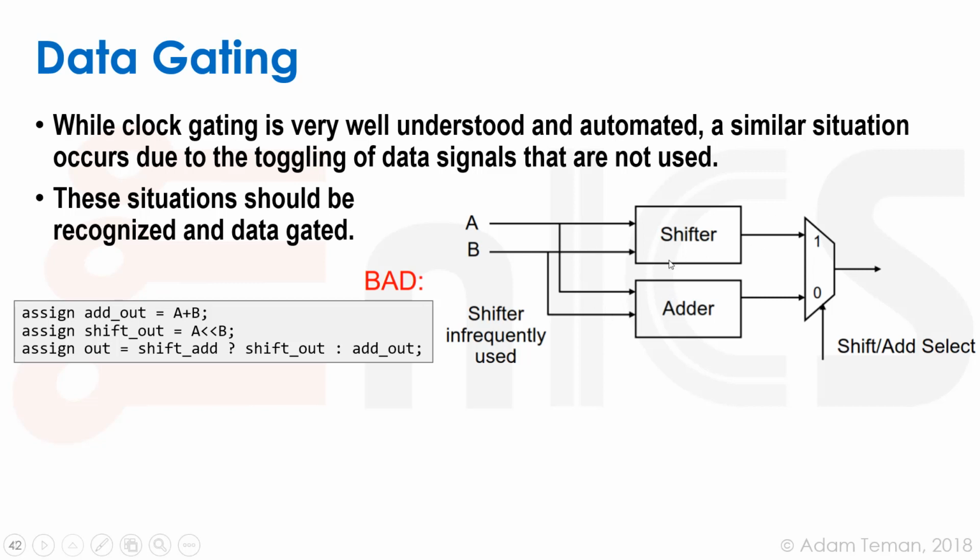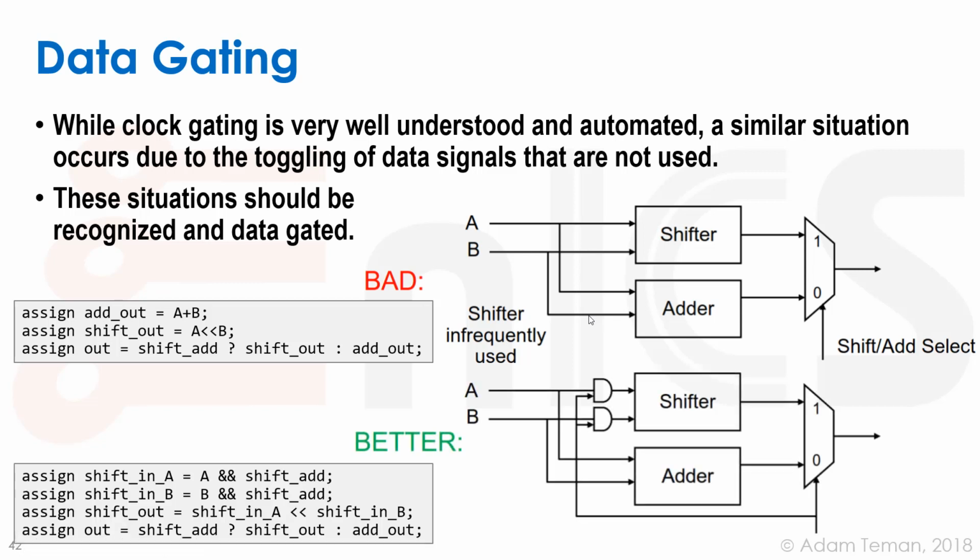We have some sort of an ALU, and it has a shifter and an adder inside, and we have this signal called shift add select, which selects either the shifter output or the adder output to pass to the next level on. We also know from our block that we barely ever use the shifter. We're usually using the adder. The problem is that every time A and B change, we calculate this addition, which wastes power in the adder, and we calculate the shift, which wastes power in the shifter. And usually we're not using the shifter, so that's kind of ridiculous to do.